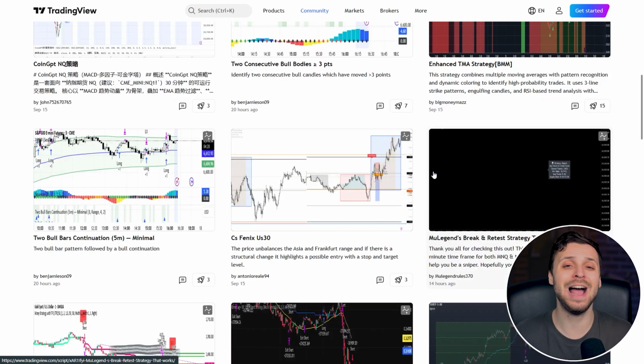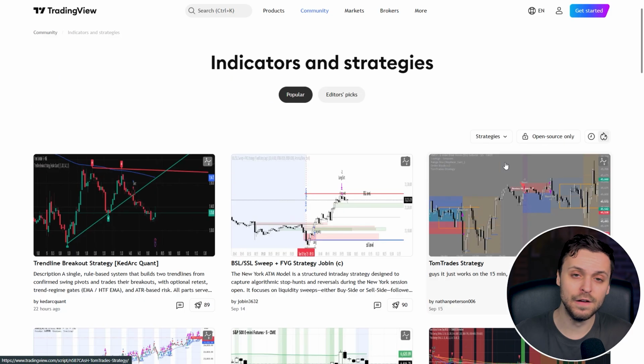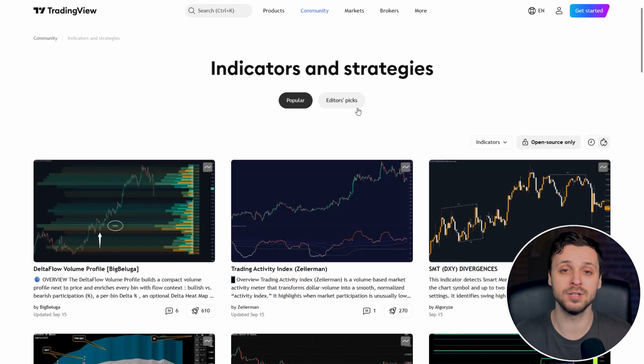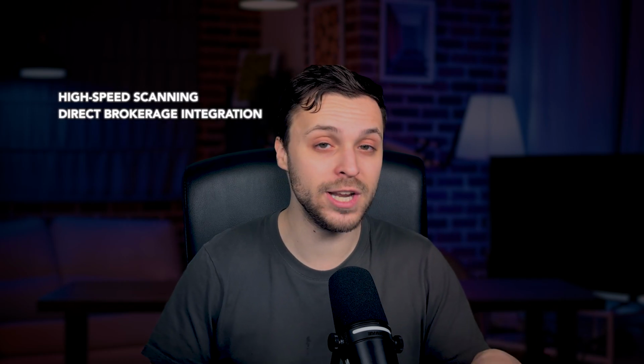That's fantastic if you're analyzing everything from forex and crypto to international stocks and you want to learn from others and about the sentiment. But when it comes to the integrated high-speed scanning and direct brokerage integration that TC2000 offers for US markets, TradingView just isn't playing the same game. I saw this split in user feedback too.